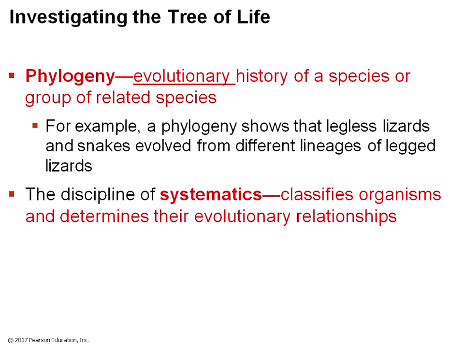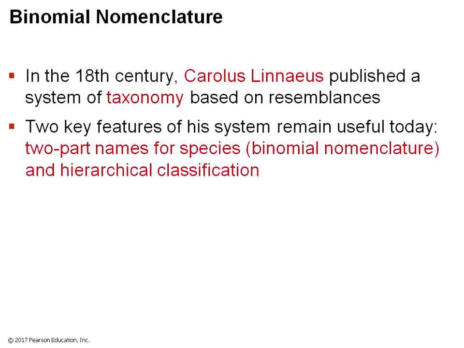Systematics is defined as the discipline of science that classifies organisms and determines their evolutionary relationships. So we're going to spend a lot of time with systematics in Bio 7. We already know that Carl Linnaeus was responsible for devising the system of taxonomy, and he's infamous for his two-part naming of species, that binomial nomenclature, but he's also responsible for producing hierarchical classification as well.